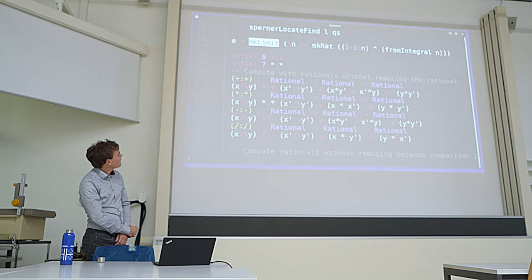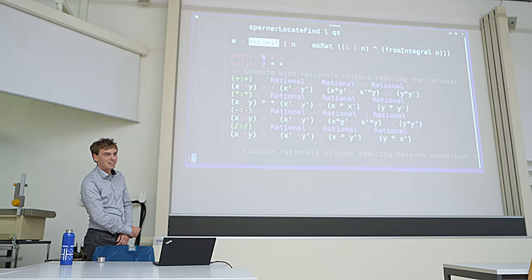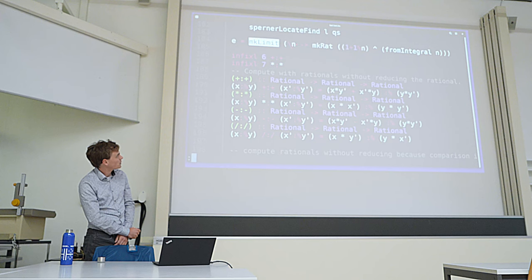It says I take the limit of a sequence. The selling point here is that we can compute locators for limits of sequences. And here's my sequence defined as a function. Here n is the nth element of the sequence, and here's the rational representing that element in the sequence.